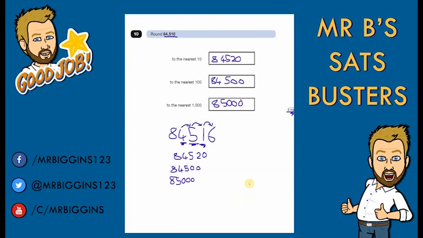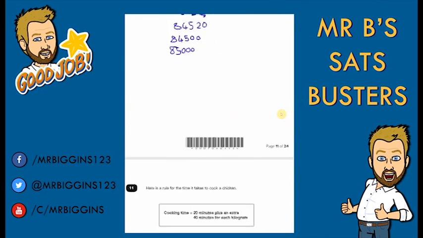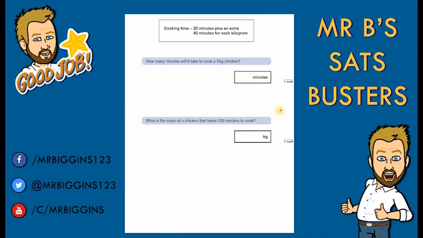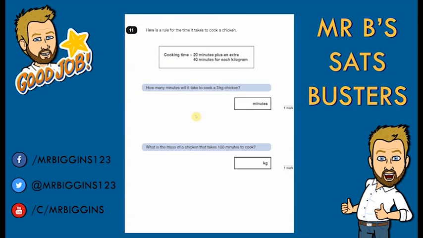2 marks: you get 2 marks for all 3, 1 mark if you got 2 of them, and no marks if you got any less than that. So question 11, we have a rule for cooking chicken in here. We have to cook it for 20 minutes plus an extra 40 minutes for each kilogram, so however heavy it is. Okay, so the first question is, how many minutes will it take to cook a 3 kilogram chicken?